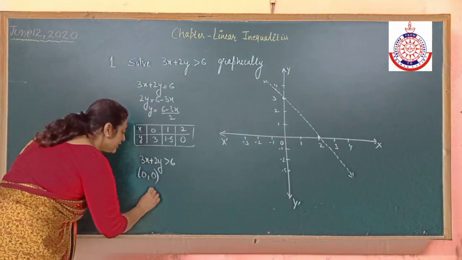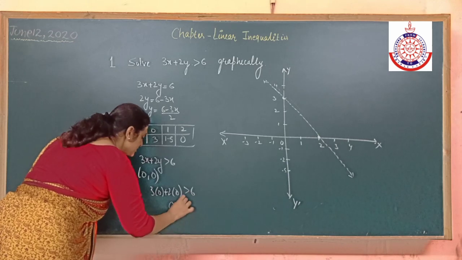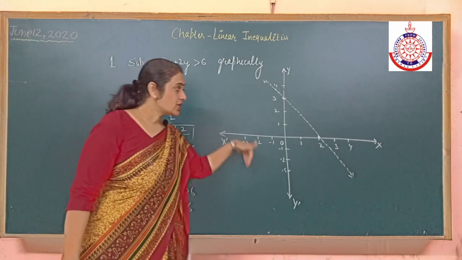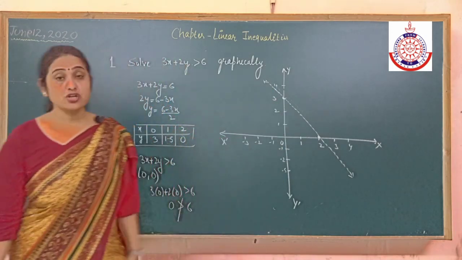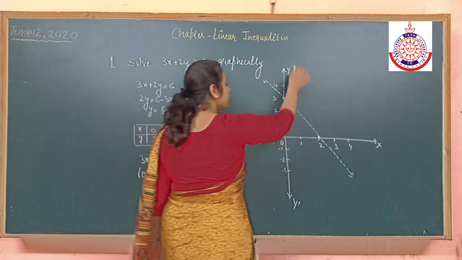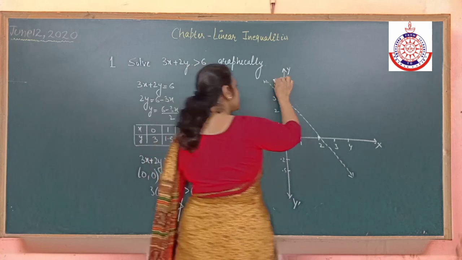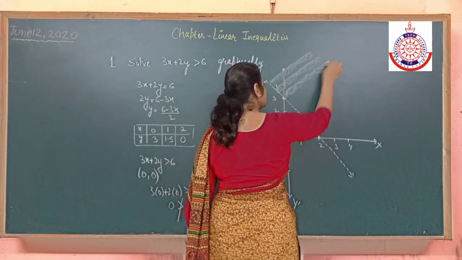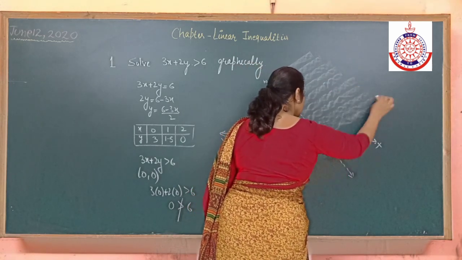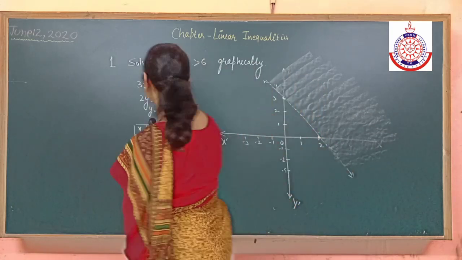Let's put it in the inequality. 0 is greater than 6. Is it possible? No, 0 is not greater than 6. That means this plane, the lower half plane, is not my solution region. It is not satisfying my inequality. So by default, you don't have to check the other one. The other one is definitely going to satisfy it. Alright, you just shade the other side.